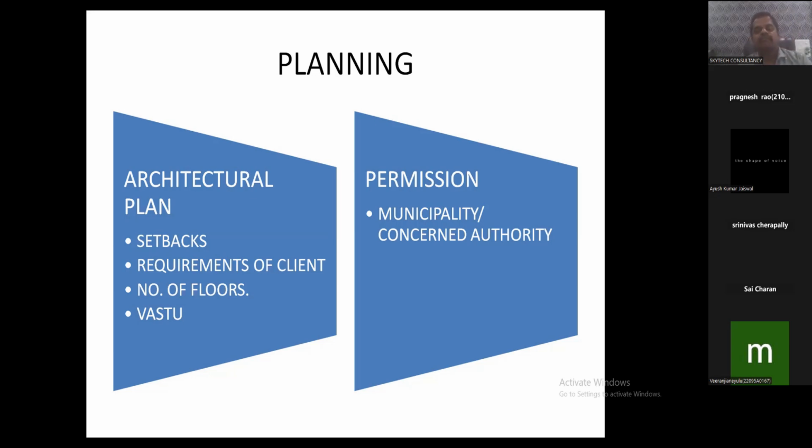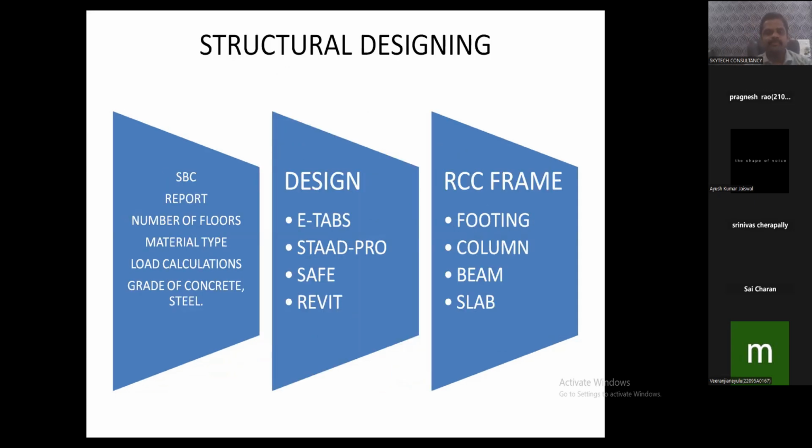After taking the requirements from the client, we need to get approval from an authority like the municipality or corporation. Only after getting the construction license permission can we construct the building on the site. I think all over India, we need permission from the concerned authority to construct a project or building. After getting the permission, only then can we start the construction works. Next is the structural designing.